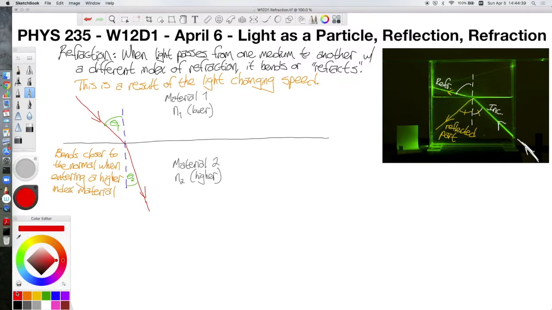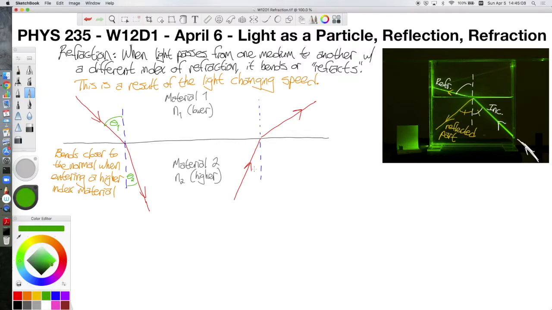And then we can look at the reverse of this as well. Maybe the light started off in N2, in our higher index of refraction material, and drawing our normal line again to help us know where to measure the angles we're going to need. Light, when it passes from a higher index of refraction material into a lower index of refraction material, will do the opposite thing. It will bend further away from the normal.